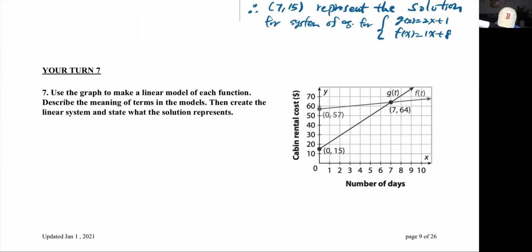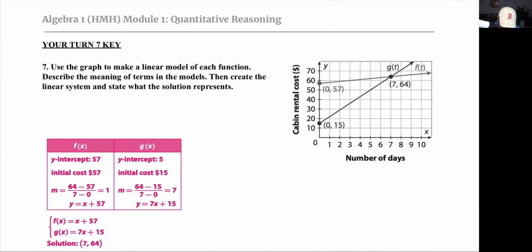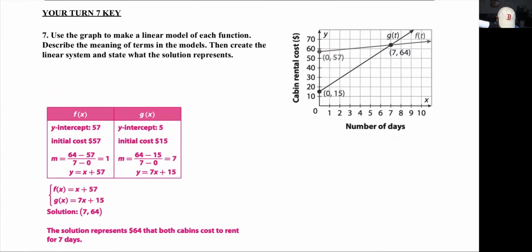Okay, I'm going to assume that you have finished, and here it is. The answer is (7, 64). That's the solution. And then the system of equations is f of x equal to x plus 57, g of x equal to 7x plus 15. The solution of (7, $64) represents that both companies will cost the same at 7 pounds.